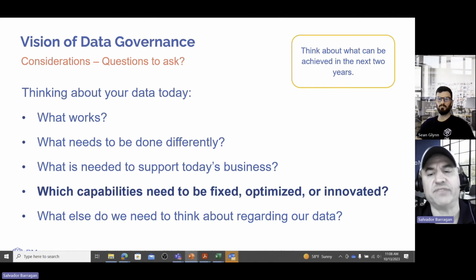And then obviously the innovative aspect is, it's hard to get innovative when you don't have the right data at the right time. So innovation is wonderful, but without the right data at the right time and the right quality, it becomes very difficult. And then a final question you may ask is, what else do we need to think about regarding our data? There are going to be things that sit outside of what's been thought before around your data that may address innovation, or may address something that's missing.